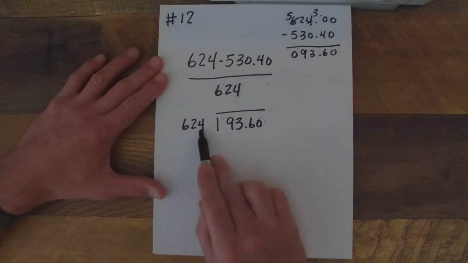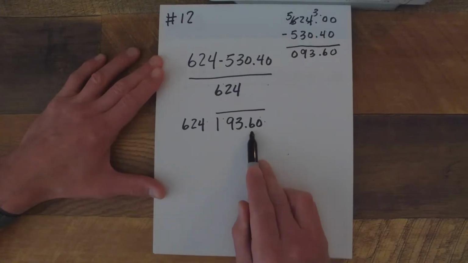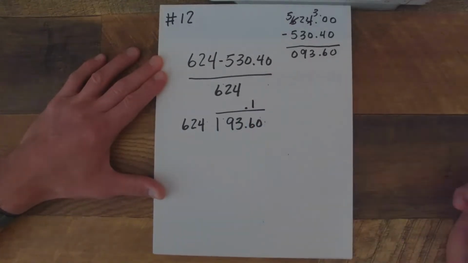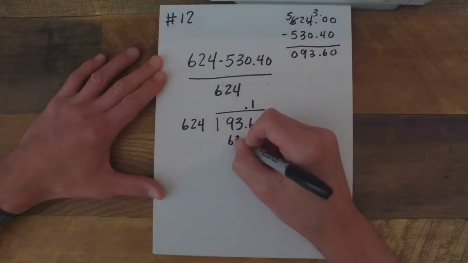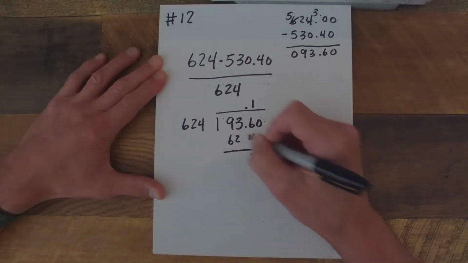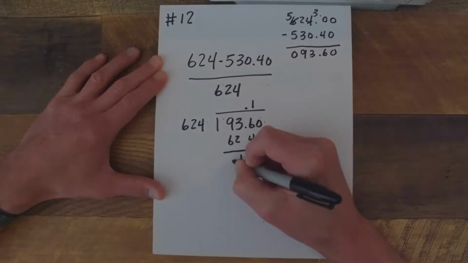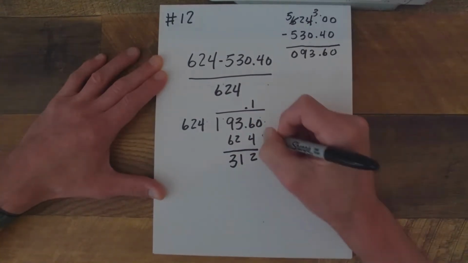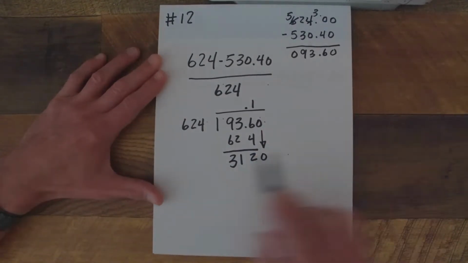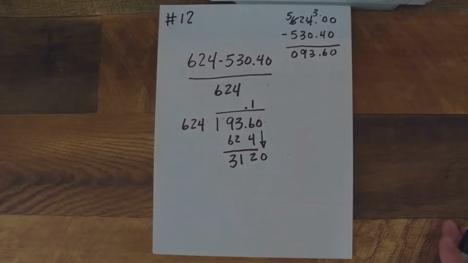Now, 624 does not go into 9, does not go into 93, but it does go into 936. One time. Okay, if we start subtracting, 312, let's bring down the 0. Okay, now 624 goes into 3,120.